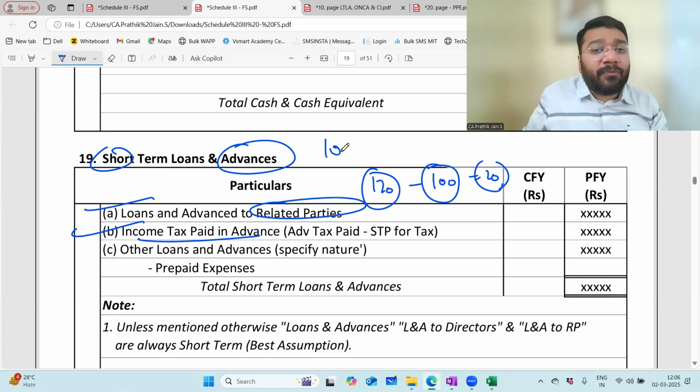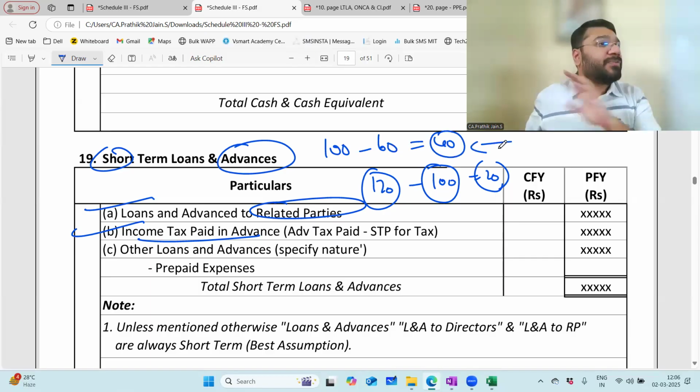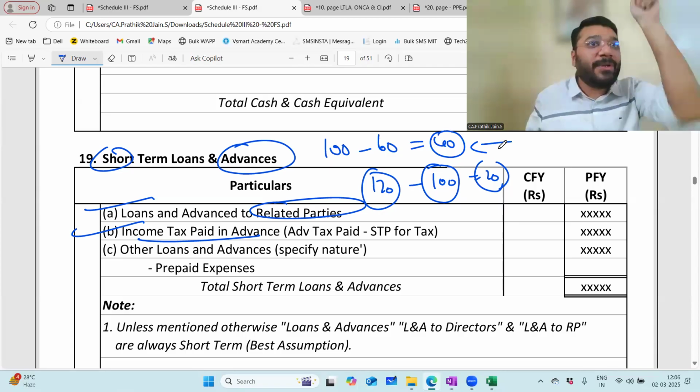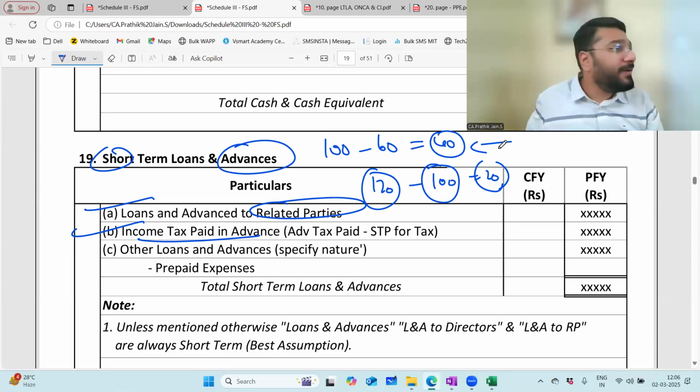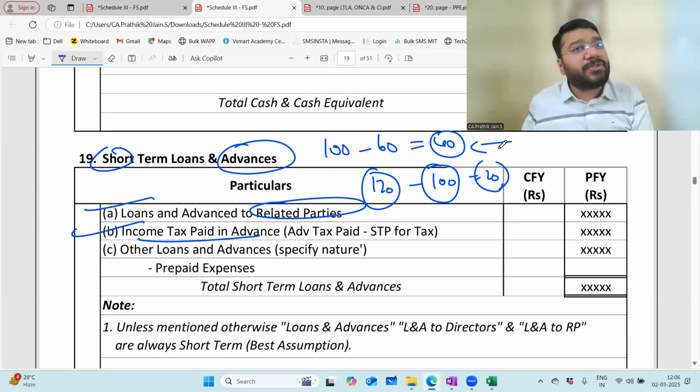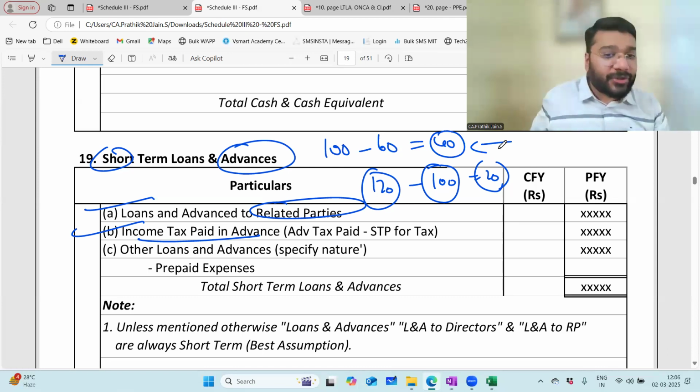Sometimes what happens? Your provision is 100, but you paid only 60 rupees as advance money. So how much is yet to be paid? 40. So this is tax payable. So the net provision will come in your short-term provision for tax. We have questions based on this also. We'll discuss in depth when I do practical questions. And then other loans and advances.